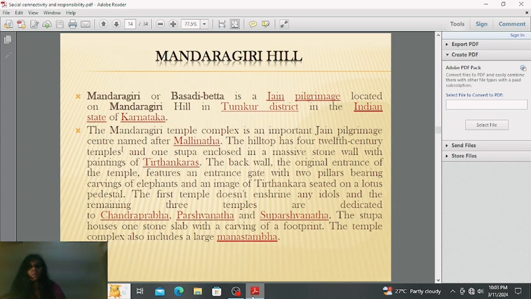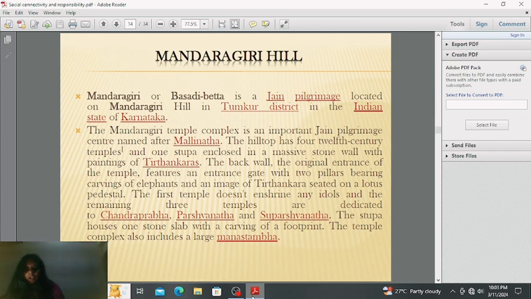Mandagiri Hills, or Basadi Betta in Kannada, is basically a Jain pilgrimage site located in Tumkuru district in the state of Karnataka in India. It is a complex and important Jain pilgrimage center, known as Mallinatha. There's a hilltop which has four 12th century temples and one stupa enclosed by a massive stone wall with paintings of Tirthankaras.